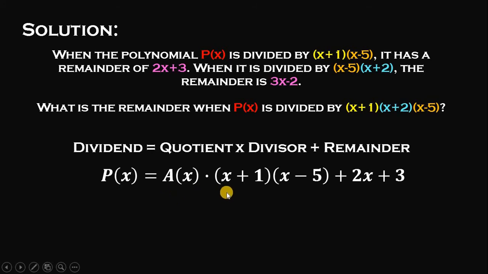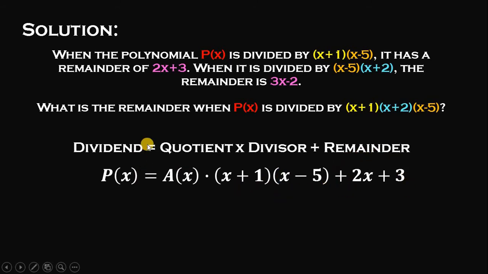Also, notice that the divisor is a quadratic because if we simplify this, we have x squared, and the remainder is linear. Don't forget that the degree of the remainder is always less than the degree of the divisor.